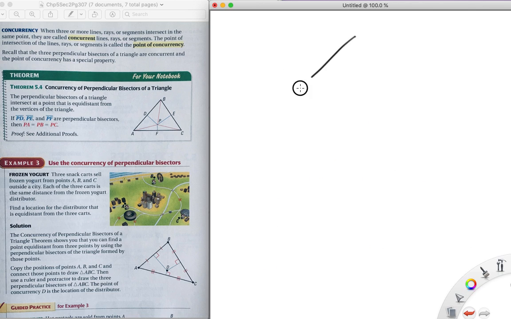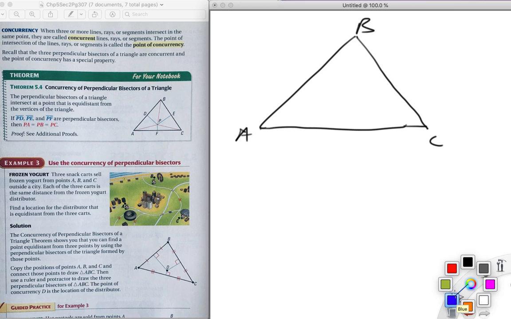If we have a triangle, I feel like I've been saying that a lot lately. If we have a triangle, and this triangle is A, B, and C, and this triangle has 3 perpendicular bisectors. Now y'all know this is not going to be to scale at all. I am eyeballing this. Definitely eyeballing this.